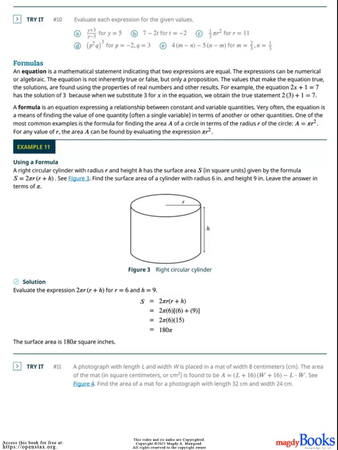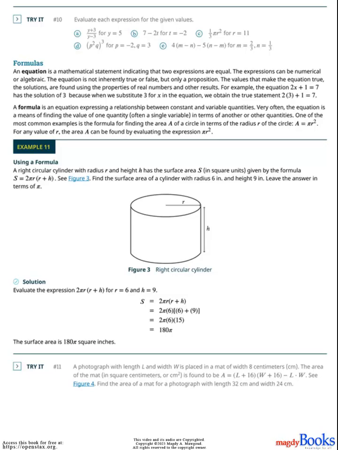A formula is an equation expressing a relationship between constant and variable quantities. Very often, the equation is a means of finding the value of one quantity, often a single variable, in terms of another or other quantities. One of the most common examples is the formula for finding the area, A, of a circle in terms of the radius r of the circle. A = πr². For any value of r, the area, A, can be found by evaluating the expression πr².